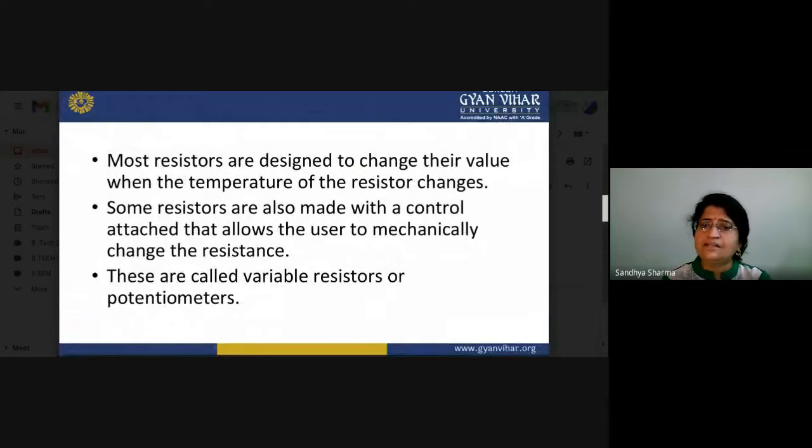Some resistors are designed to change their value when the temperature of the resistor changes. That is the basic property of this resistor: when temperature changes, their resistance value will also change. That is called a thermistor. Some resistors are also made with a control attached that allows the user to mechanically change the resistance. These are called variable resistors or potentiometers. So there is also a variable feature in our resistances, where you can change the value of your resistance. This type of resistor we call a variable resistor.